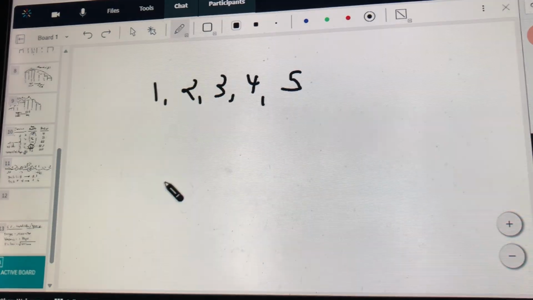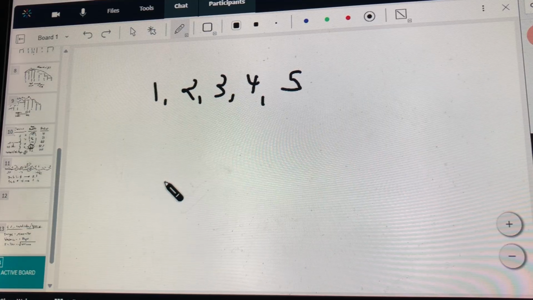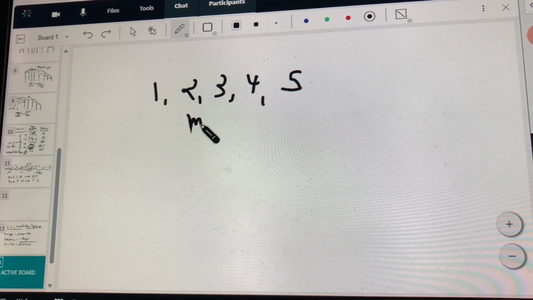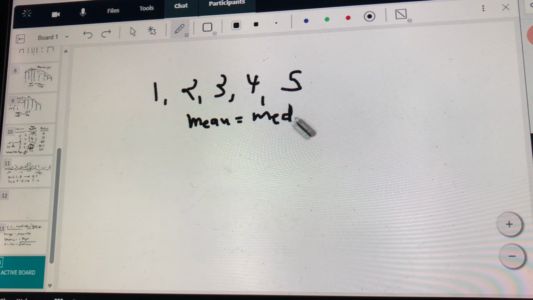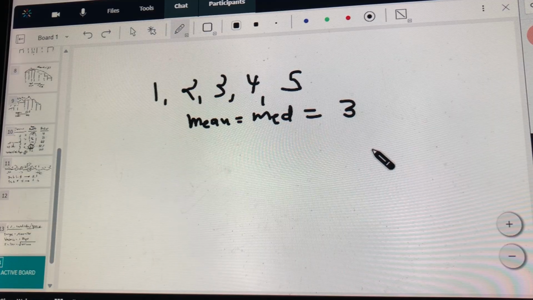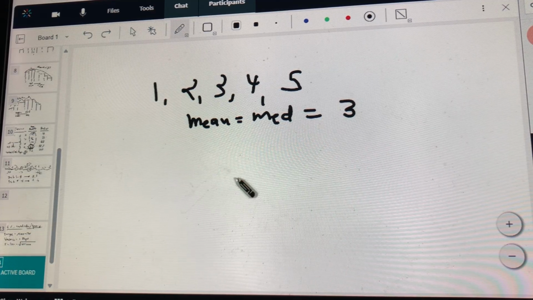It turns out if data is symmetrical or evenly spread out, then the mean, the median, the mode, or at least the mean and the median are the same. Here, the mean and the median are 3. Clearly, the median's 3. It's the one in the middle with the data in order. And if you add 1 plus 2 plus 3 plus 4 plus 5 and divide by 5, it'll equal 3. So if data is evenly spread out like this, the mean and the median are the same.